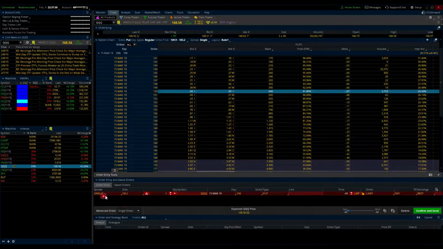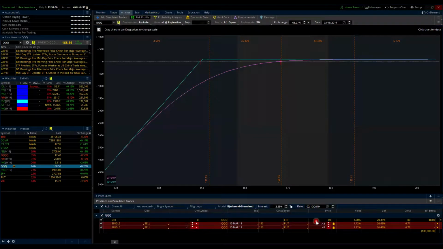So we're looking to sell one contract of the Qs on the March 15th expiration, which is roughly 34 days out, which is a great time frame. Because remember, time decay is in our favor, which we'll see on the payoff diagram here in a moment. We're at the 150 strike price, and it's a put. And there's our price of 43 cents.